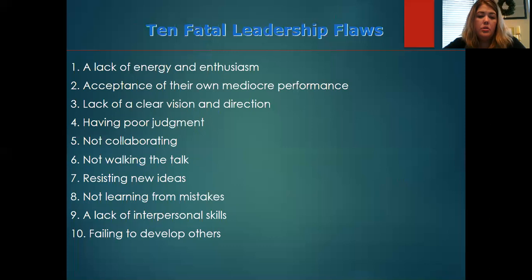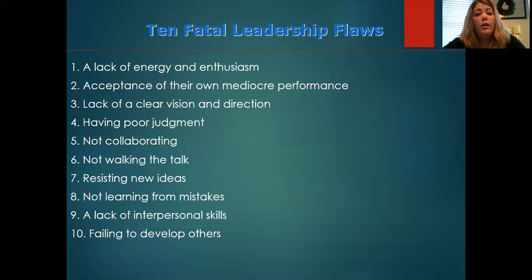Acceptance of their own mediocre performance. As a leader, it's really important to be self-aware and know when you are not measuring up to the standards that you're setting for others, and to be able to acknowledge that and work on that performance.